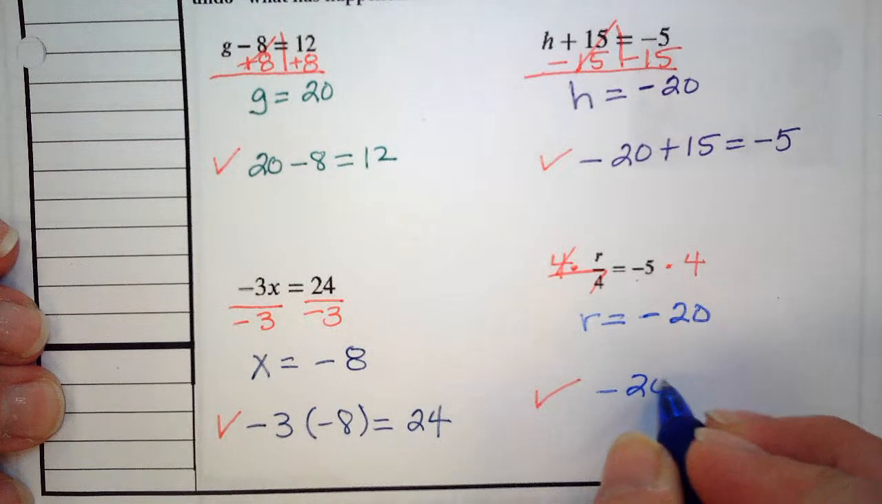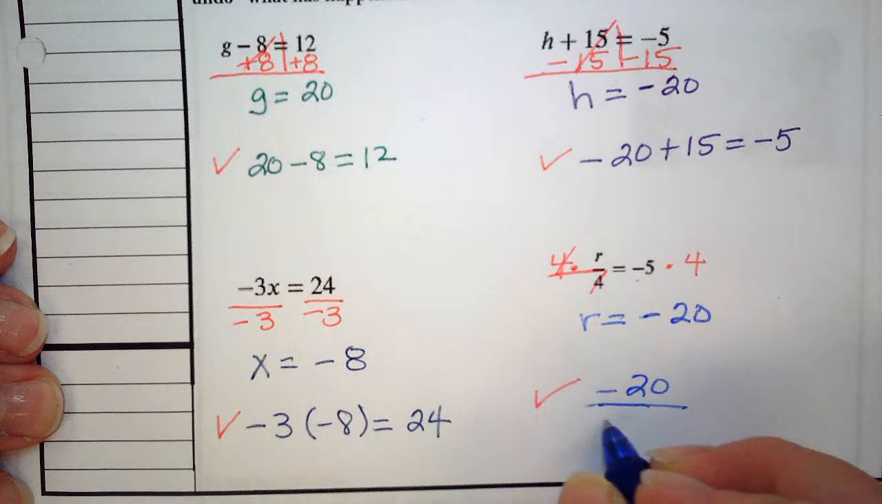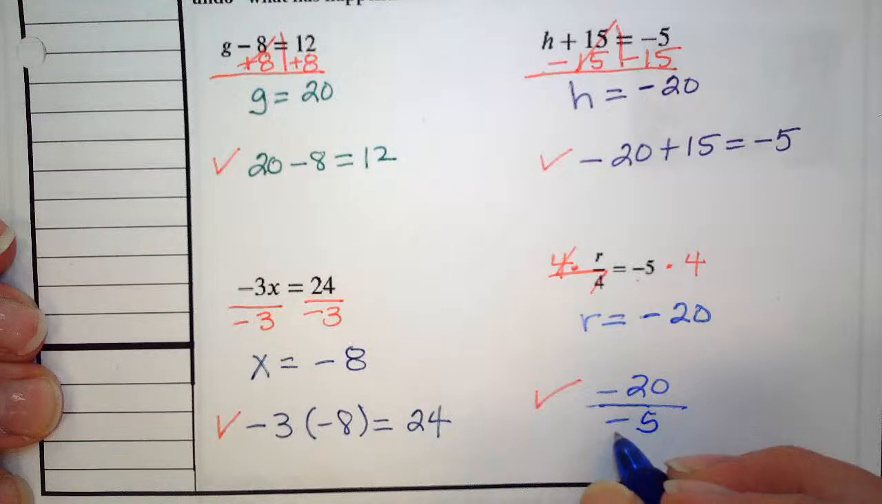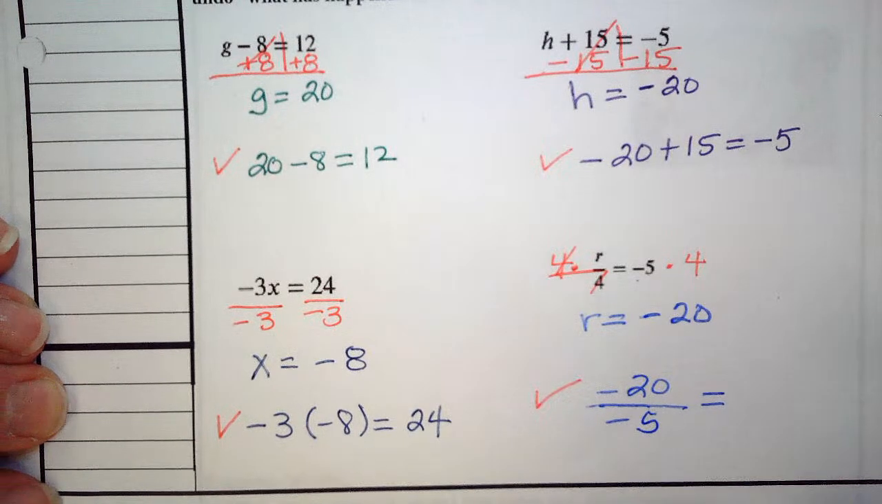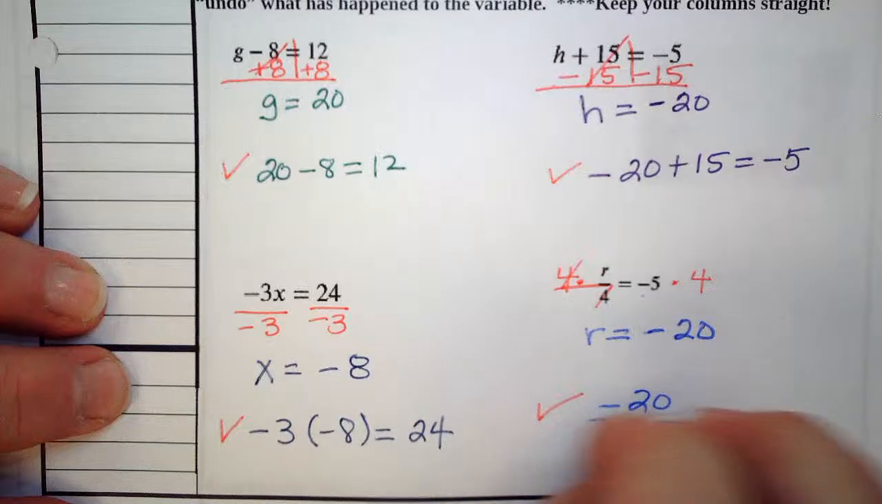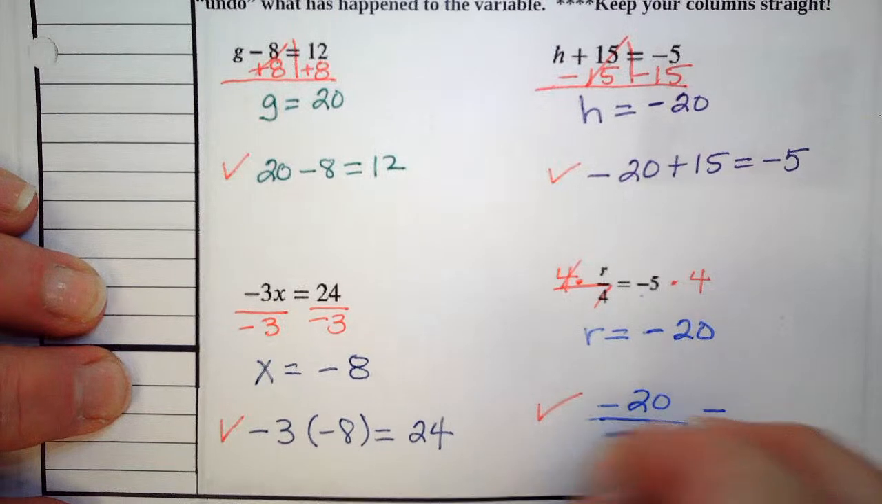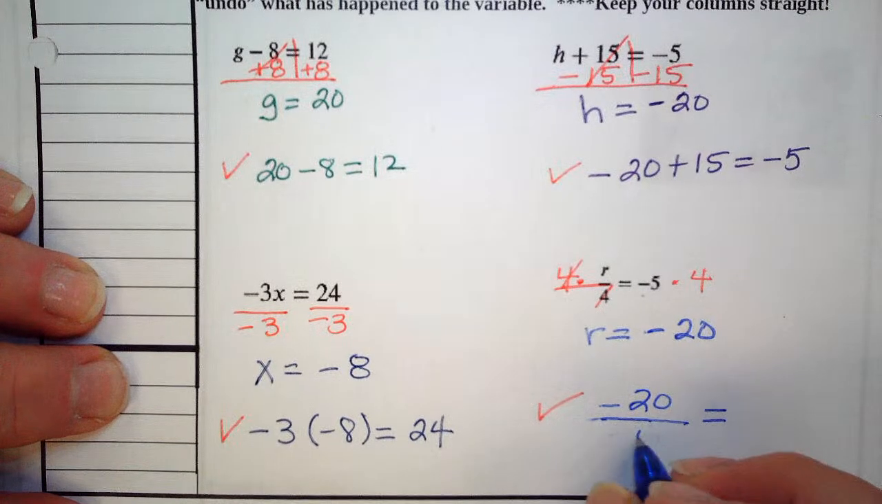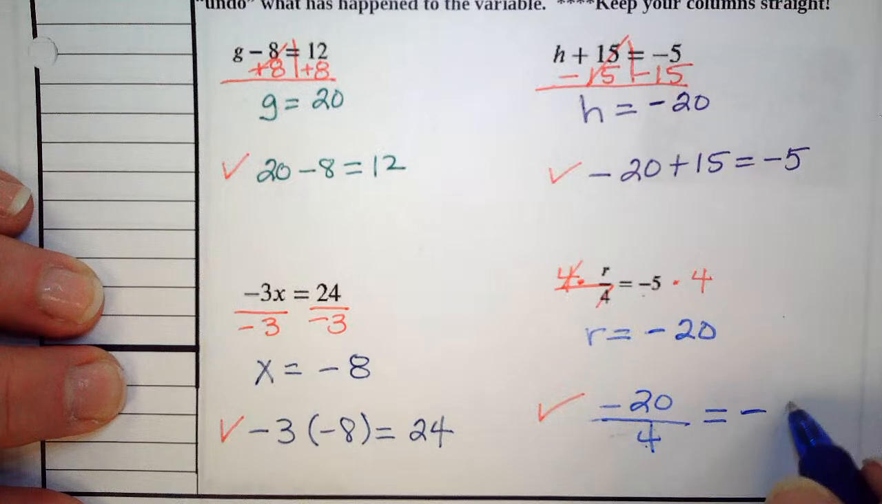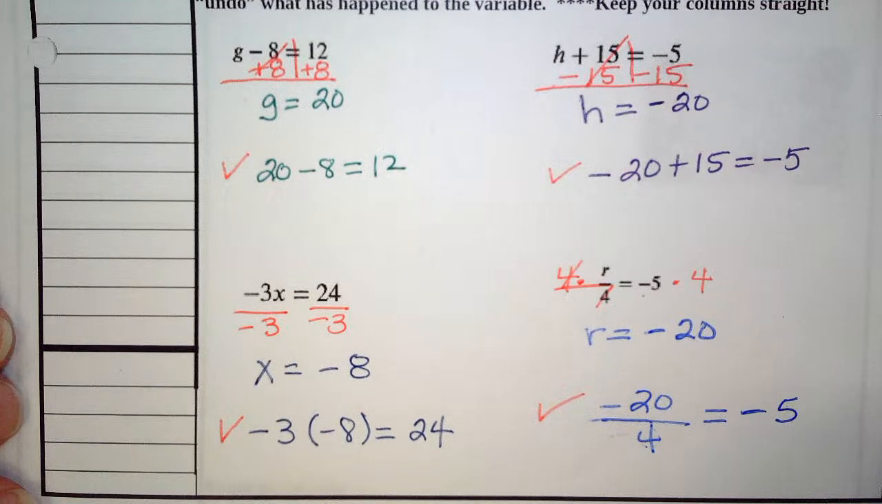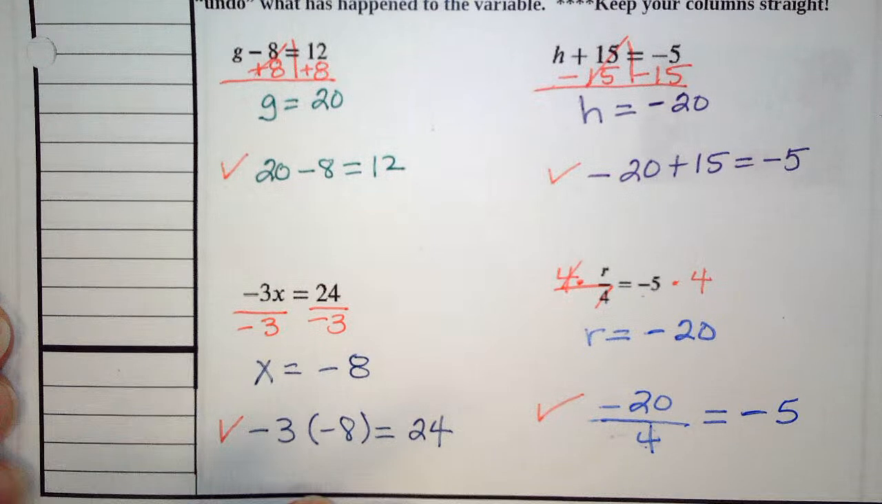-20 divided by -5. Negative divided by negative is a positive, and I end up with, whoops, I should have divided by 4. It still would have showed you anyway. Positive divided by a negative is a negative. 20 divided by 4 is 5. Use your multiplication chart if you struggle with your multiplication tables.